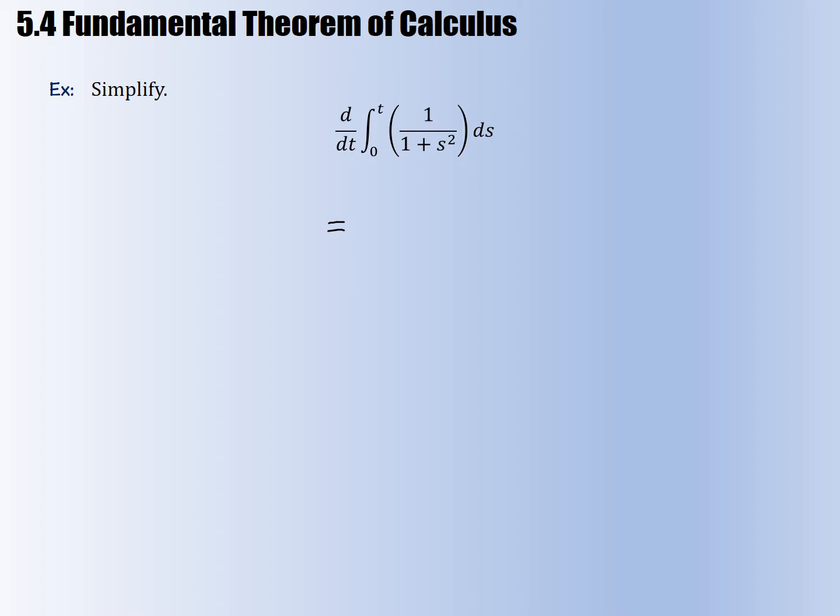I'm going to write down the answer. Yes, what is it? It's 1 over 1 plus t squared. Hopefully, again, that's not bothering anyone now. You understand what we've been saying.